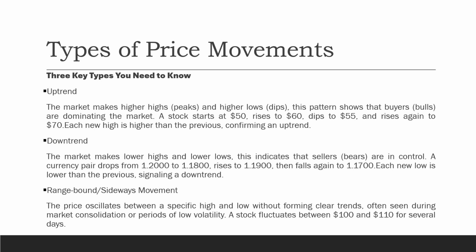And then we have the downtrend. The market makes lower highs and lower lows. This indicates that sellers are in control. For example, a currency pair drops from 1.20 to 1.18, rises to 1.19, then falls again to 1.17. Each new low is lower than the previous low, signaling that there is a downtrend and prices are going down.